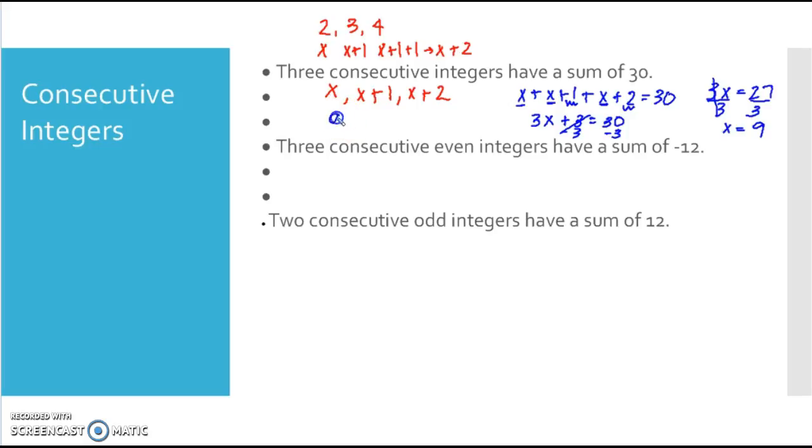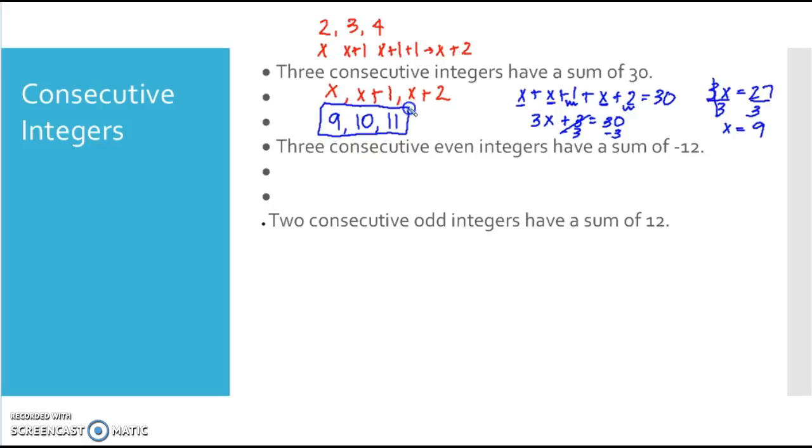So my first one is 9. 9 plus 1 is 10. 9 plus 2 is 11. So my 3 consecutive integers are 9, 10, and 11. Double check. 9 plus 10 is 19. 19 plus 11 is 30.